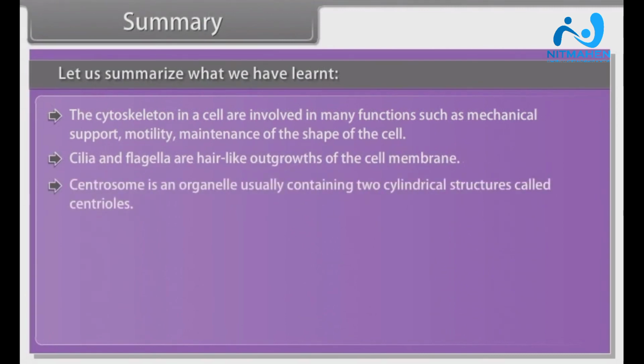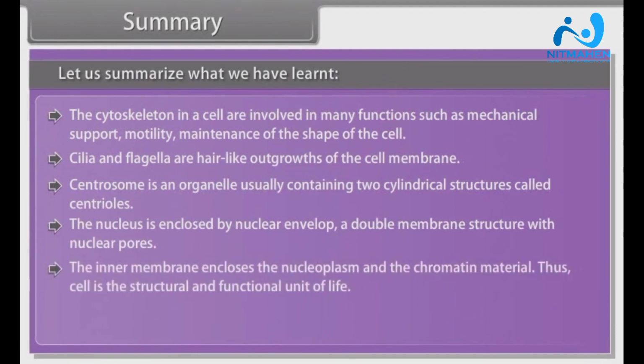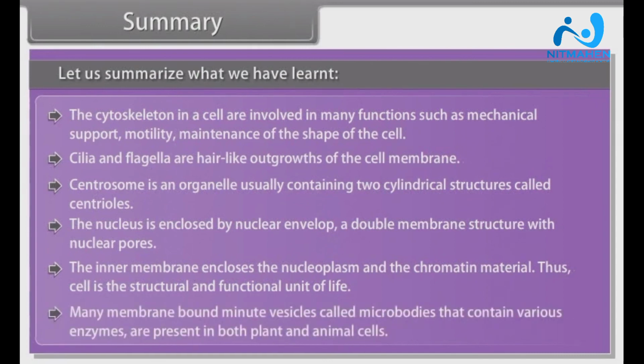Centrosome is an organelle usually containing two cylindrical structures called centrioles. The nucleus is enclosed by nuclear envelope, a double membrane structure with nuclear pores. The inner membrane encloses the nucleoplasm and the chromatin material. Thus, cell is the structural and functional unit of life. Many membrane-bound minute vesicles called microbodies that contain various enzymes are present in both plant and animal cells.